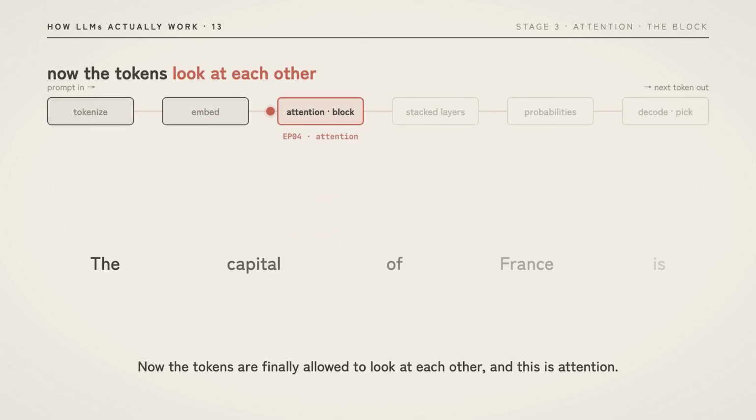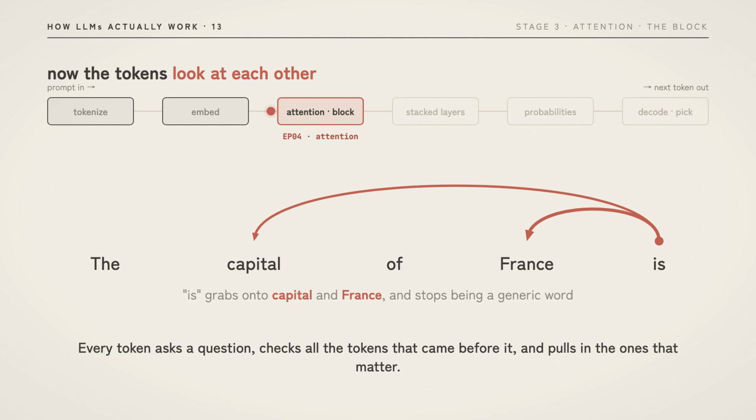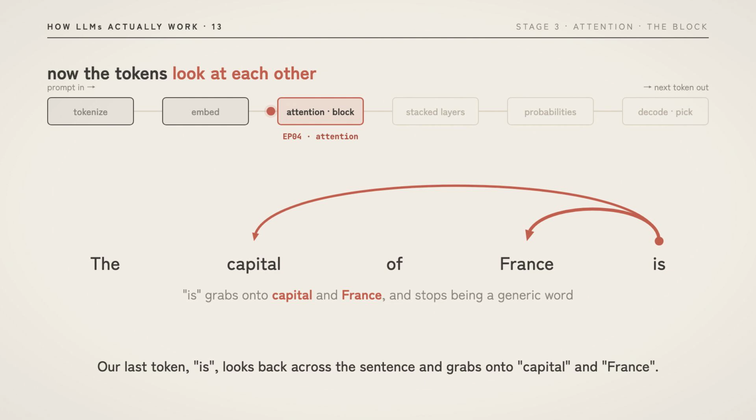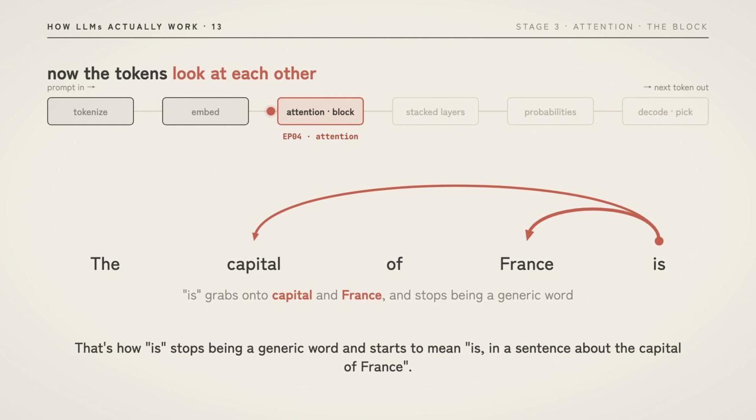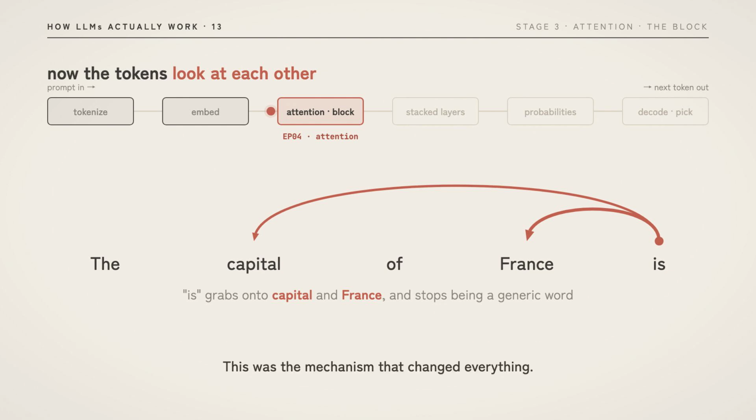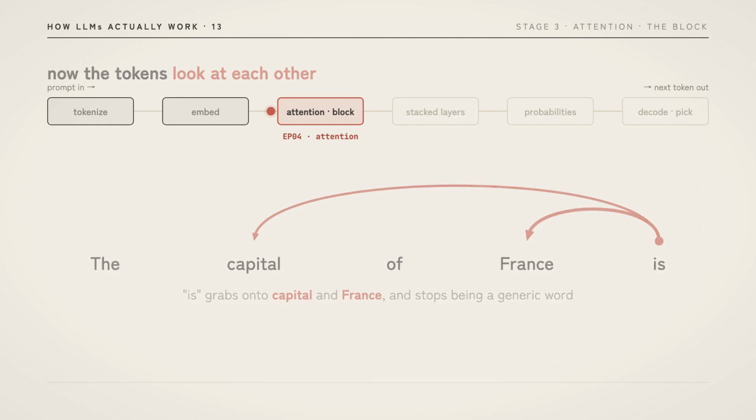Now the tokens are finally allowed to look at each other, and this is attention. Every token asks a question, checks all the tokens that came before it, and pulls in the ones that matter. Our last token, is, looks back across the sentence and grabs onto capital and France. That's how is stops being a generic word and starts to mean is in a sentence about the capital of France. This was the mechanism that changed everything.